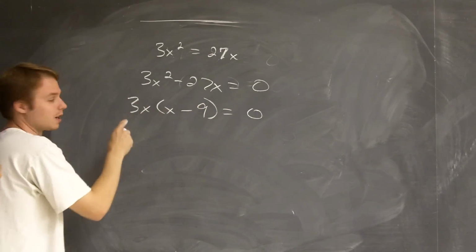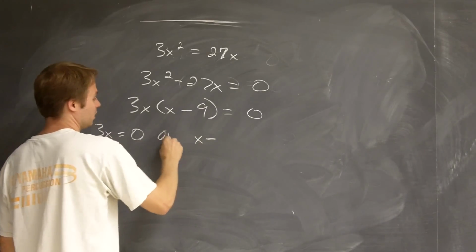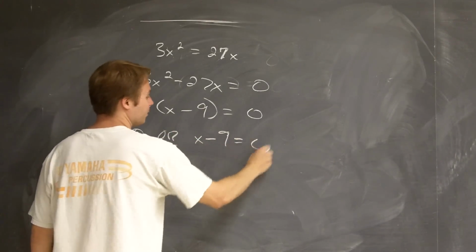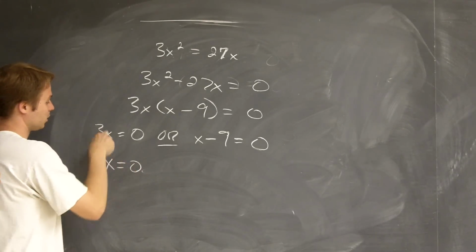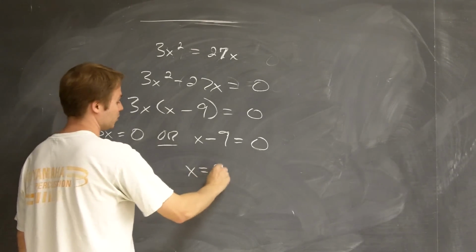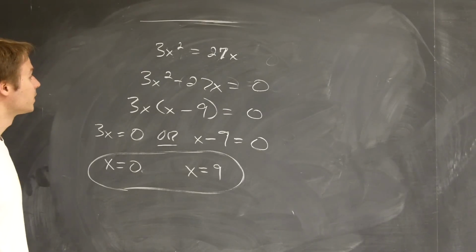And so then I can split this up and say that 3x equals 0 or x minus 9 is equal to 0. So this means that either x is equal to 0, solving that equation, or x is equal to 9. These are my two answers for this problem.